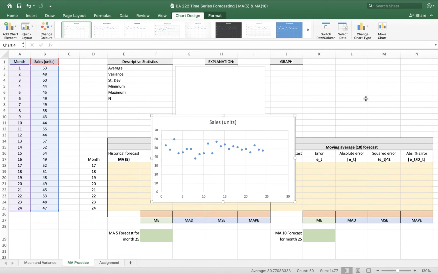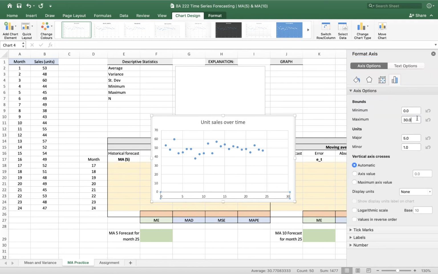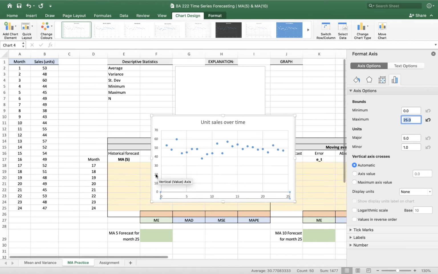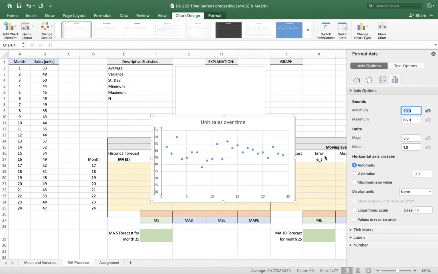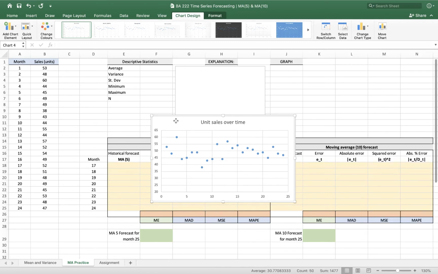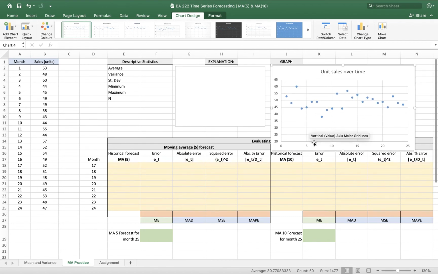Also, there are no regular and predictable seasonal changes, so we don't have a product like swimsuits that sells a lot in the summer but not in the winter. So let's just label this: unit sales over time. Then I'm going to adjust this axis so that it only goes to month 25, and adjust this axis so it starts at about 20 units. That will make the data take up more space on the chart, and it'll allow me to still see the pattern.